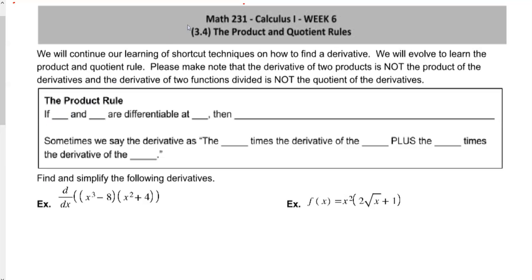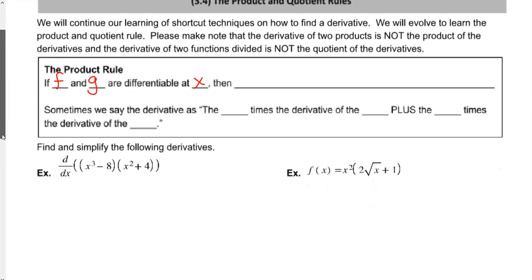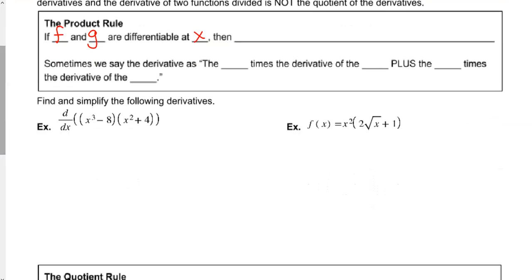So if f and g are differentiable at x, then the derivative with respect to x of f of x times g of x is denoted by this, where I go f of x times g prime of x plus f prime of x times g of x.